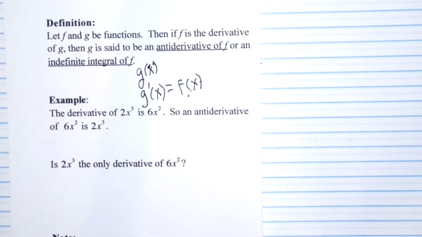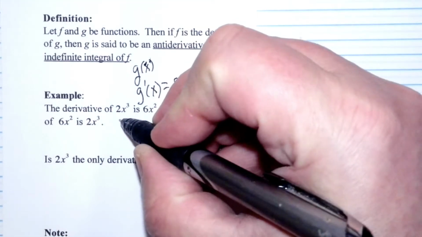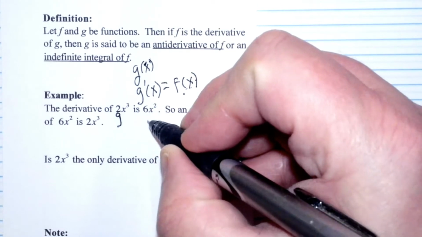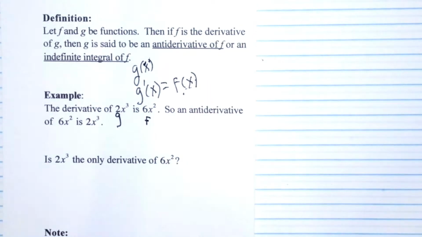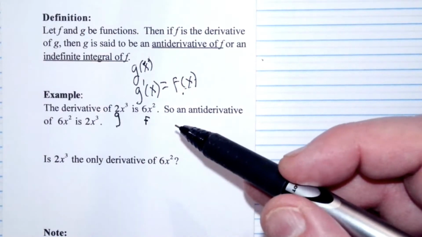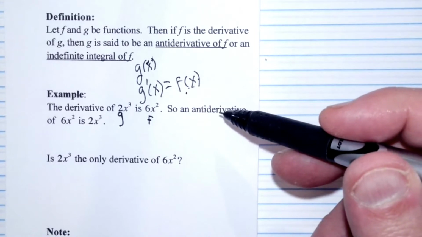A more concrete example is that the derivative of 2x cubed is 6 times x squared. And so the 2x cubed is playing the role of g, and the 6x squared is the f. So the derivative of g is f. The derivative of 2x cubed is 6x squared. An antiderivative of 6x squared is 2x cubed. Notice I'm saying an antiderivative and not the antiderivative.